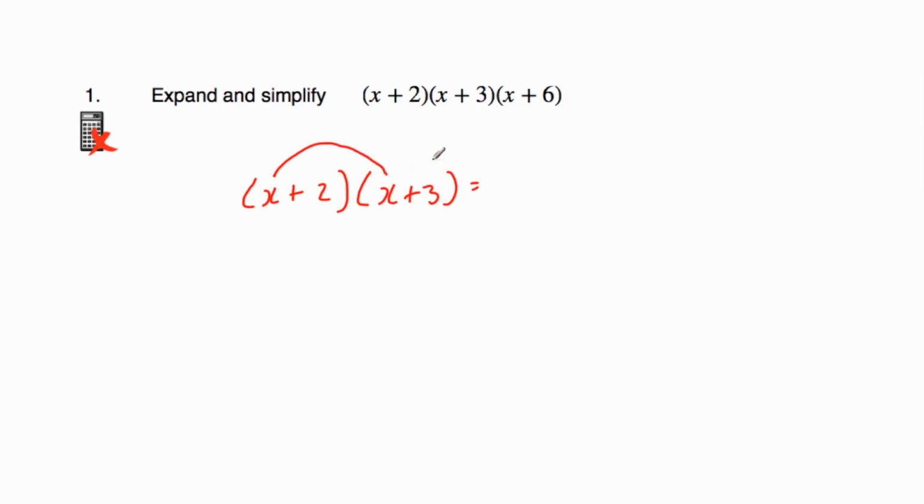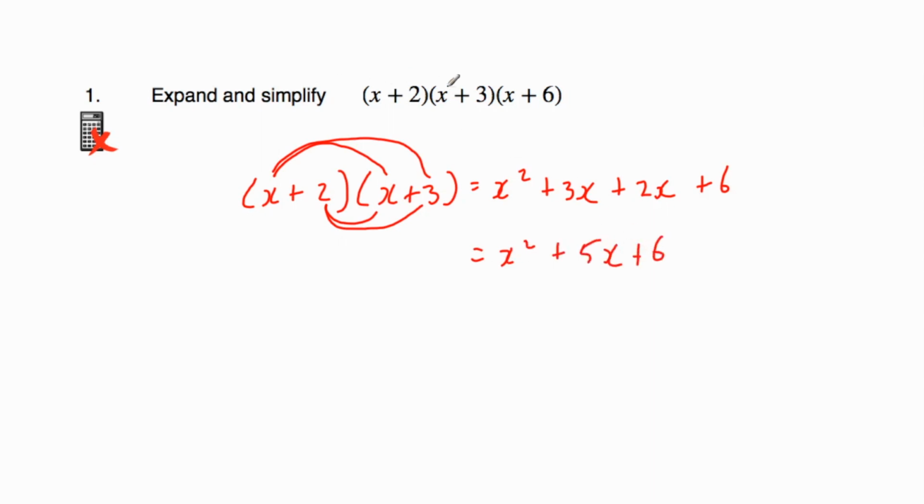So x times x is x squared. X times 3 would be plus 3x. 2 times x would be plus 2x, and then 2 times 3 would be plus 6. Now collecting our like terms, we've got our 3x and our 2x in the middle. When we add those together, that's 5x. So when we expand the first two brackets, we get x squared plus 5x plus 6.